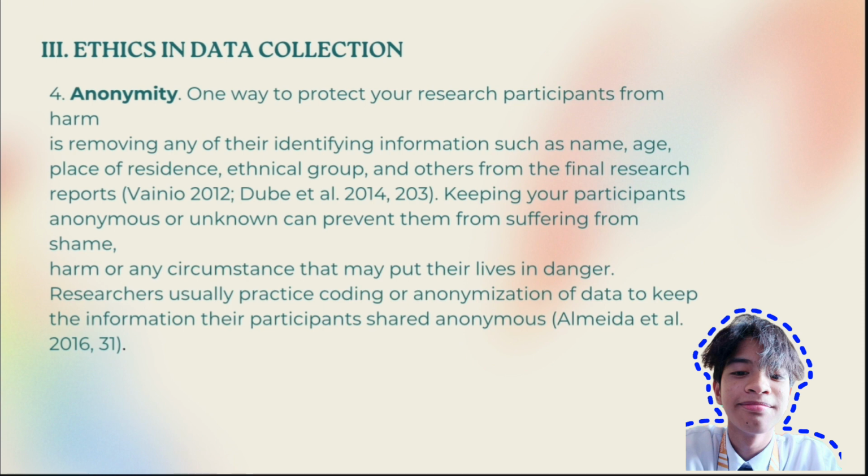4, anonymity. One way to protect your research participants from harm is removing any of their identifying information, such as name, age, place of residence, ethnic group, and others, from the final research report. Providing anonymity of information collected from research participants means that the project does not collect identifying information of individual persons. A study should not collect identifying information of a research participant unless it is essential to the study protocol. Anonymity cannot be guaranteed if any personally identifiable information, or PII, will be collected.